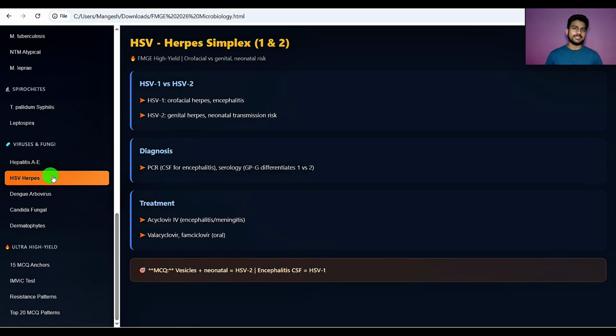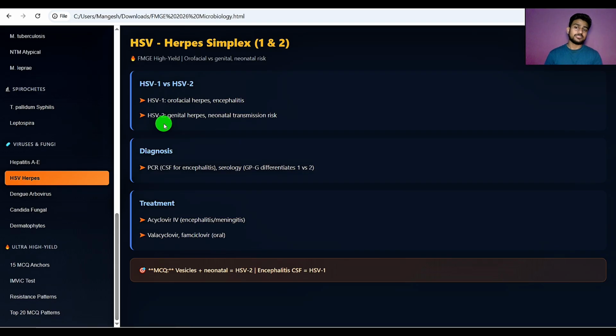The next thing is about HSV, that is herpes simplex virus. There are two variants, herpes simplex virus 1 and herpes simplex virus 2. The most common distinguishing factor is about lesions. Like if you know where are the lesions, you will be able to know which kind of herpes simplex virus is it. For example, HSV1, it is only limited to orofacial herpes and encephalitis is there.